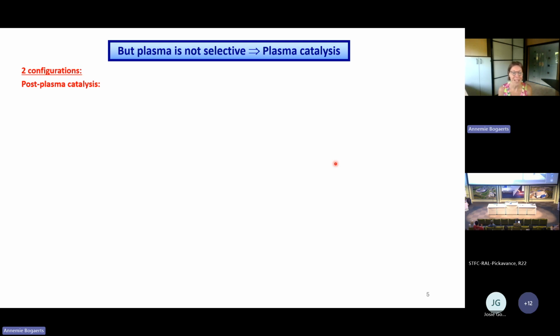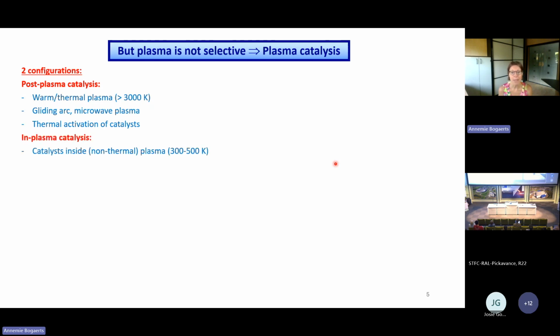First, start with the one that is maybe the less investigated, which is post-plasma catalysis, where we work with a warm or a thermal plasma, so very high temperatures, like a gliding arc or microwave plasma. And then the catalysts are placed, as I said, post-plasma, and they are thermally activated by the hot gas coming from the plasma reactor. And then there is in-plasma catalysis, which is typically done in a non-thermal plasma, where the temperature is just slightly above room temperature.